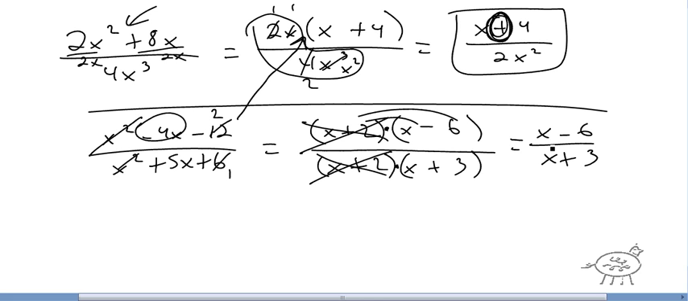And the question is, hey, you got an x and an x. Can I cancel those out? Nope. You've got a subtraction sign, and you've got an addition sign. Okay? So you can't cancel anything out, and that is your final answer.